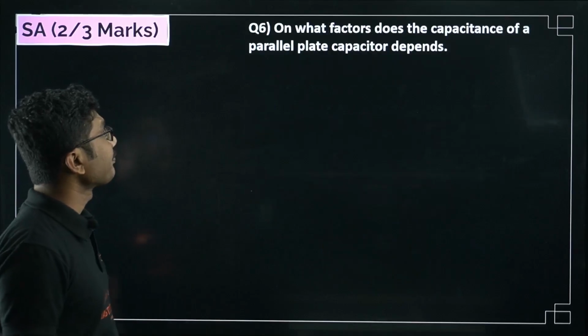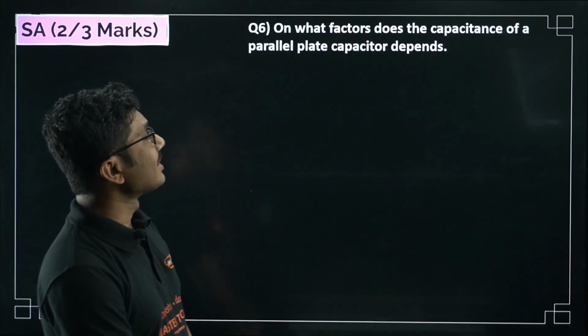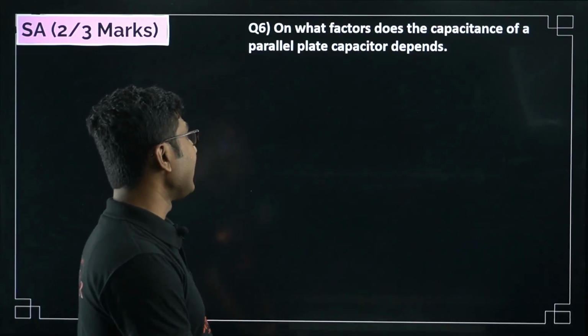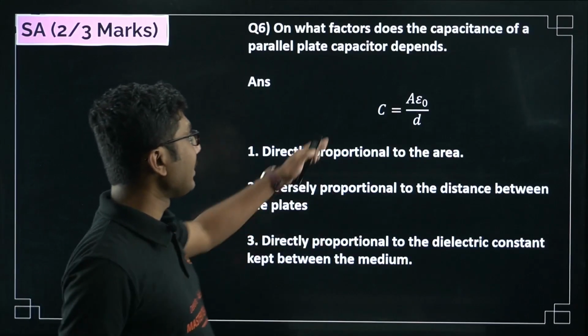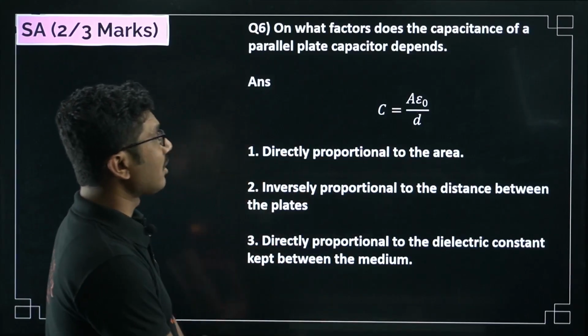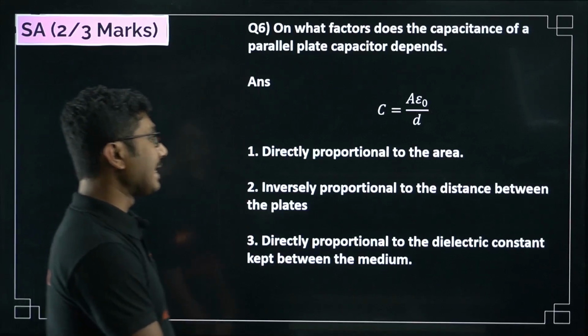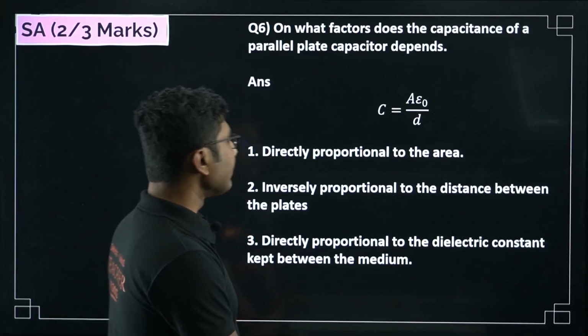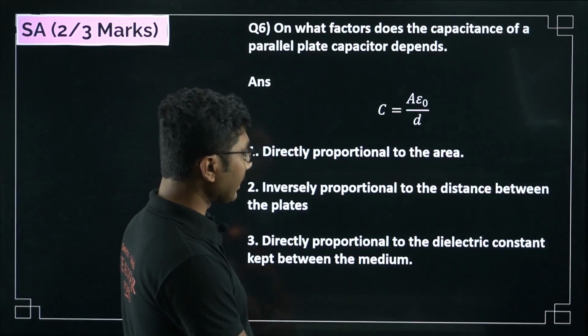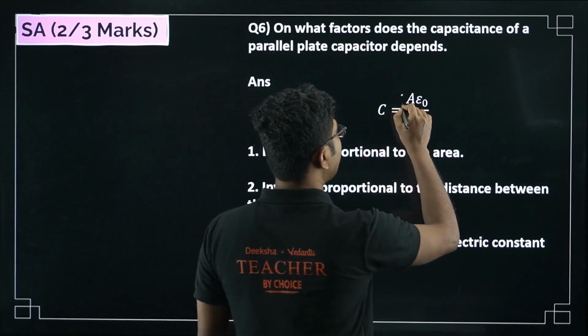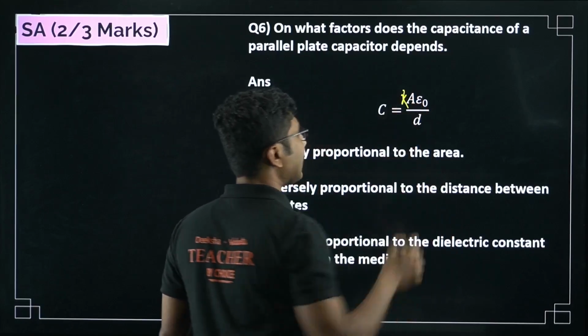Now next question. On what factors does the capacitance of a parallel plate capacitor depend? Another very common question. So for a parallel plate capacitor, C equals A epsilon naught by D. So it is directly proportional to area, inversely proportional to the distance between the plates, and directly proportional to the dielectric constant. So commonly there is a K as well. So K is the dielectric constant.